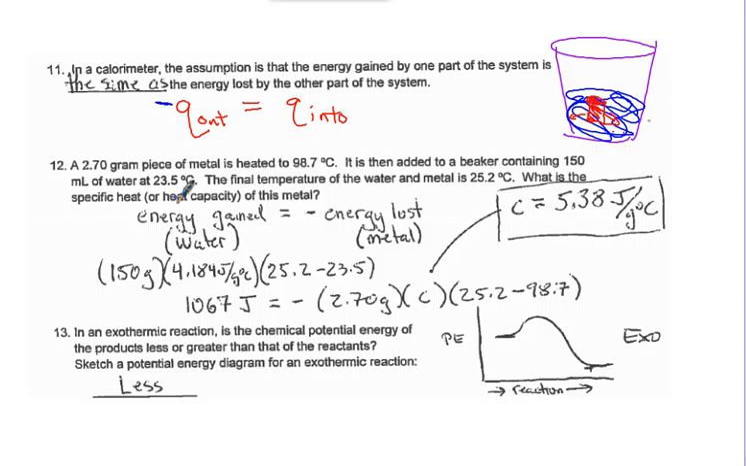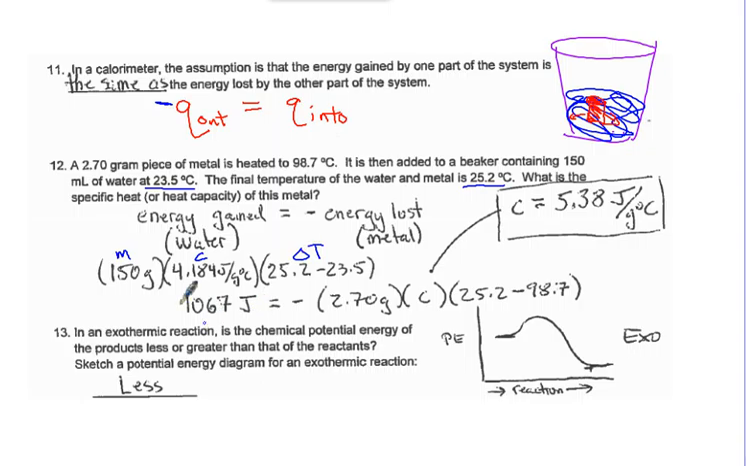Number 12. A 2.7 gram piece of metal is heated to 98.7. It's then added to a water beaker that contains 150 milliliters of water. At this, the final temperature of the water and the metal is this. What is the heat capacity of the metal? This is a lot like our lab. So first, let's analyze the water. We have the mass of the water. We have the heat capacity for water, 4.184 joules per gram degree Celsius, and the temperature change for the water. The water goes from 23.5 to 25.2. There's that temperature change. This is the delta T. So we multiply these three things together.